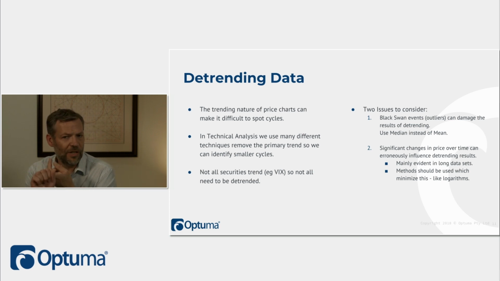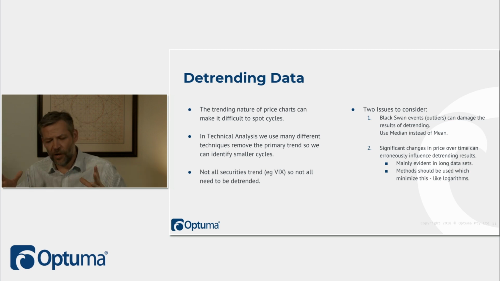There's two important issues that we need to consider when it comes to detrending data. The black swan events, outliers. When you get an outlier, it can really damage the detrending calculation. Now, because for a lot of detrending we use averaging as part of the process, the way that we handle that is to use the median value instead of the mean value, is one way of dealing with that.